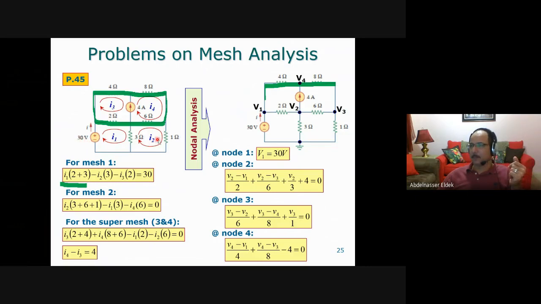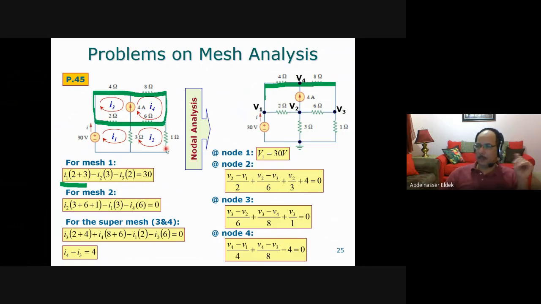For mesh number 2, it is I2 times 3 plus 6 plus 1. This mesh intersects with mesh number 1 in 3, so it is minus I1 times 3. And it intersects with mesh number 4 in 6, so it is minus I4 times 6. Equal the source. You don't have any source, so it is 0. Then these are the first two equations.